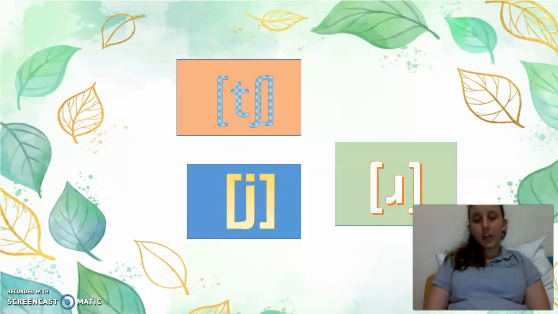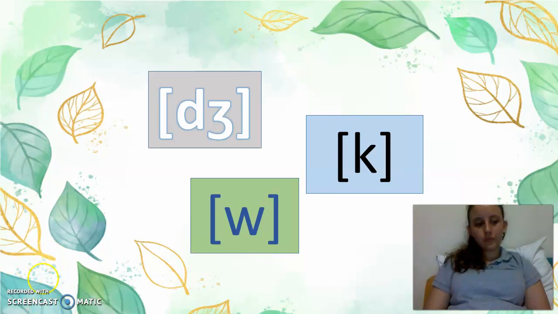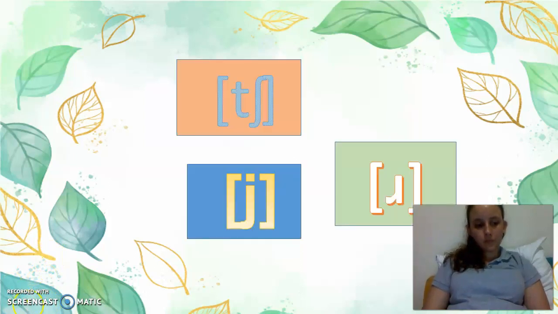Number 10, T, T. For example, show, show. The next consonant, G, G, for example, giraffe. The next consonant, R, R, for example, rose.